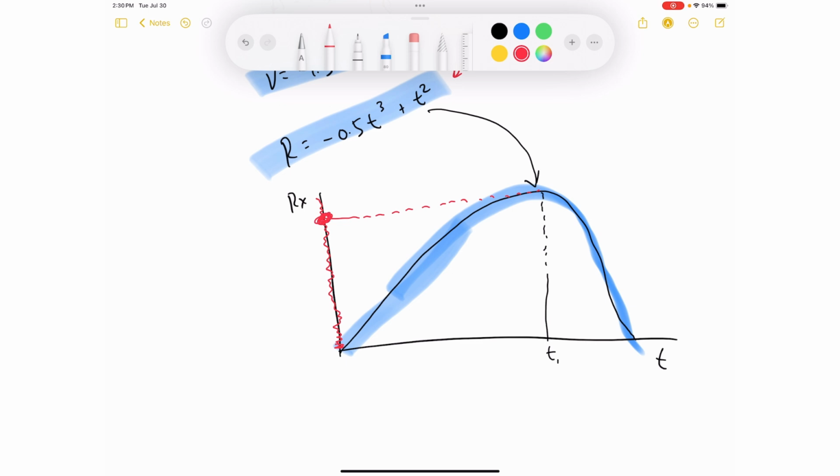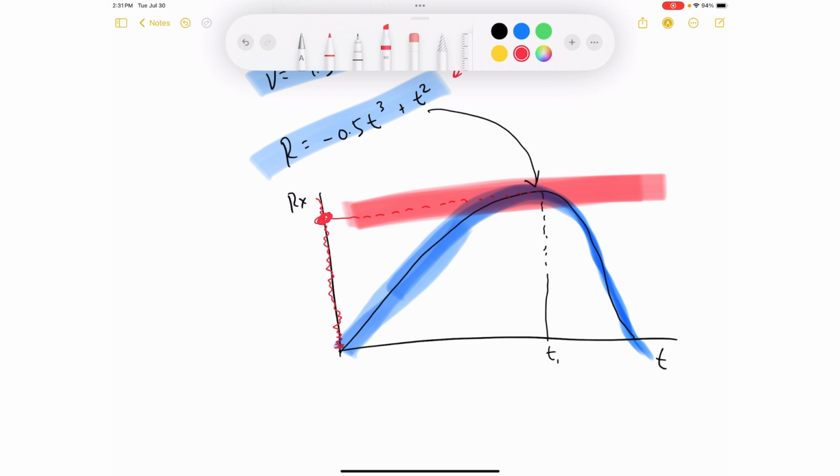So what is this? We have two graphs. We have this blue graph, which is negative 0.5 t cubed plus t squared, and another function going across like that. And I want to know where they intersect. You may say, I don't know what that is. But you do know something: this is where the slope of the line becomes 0.